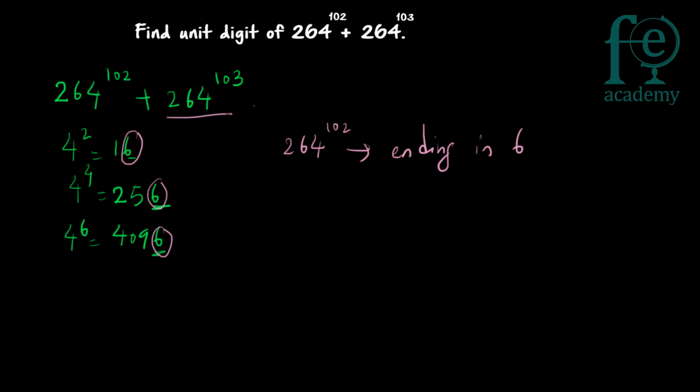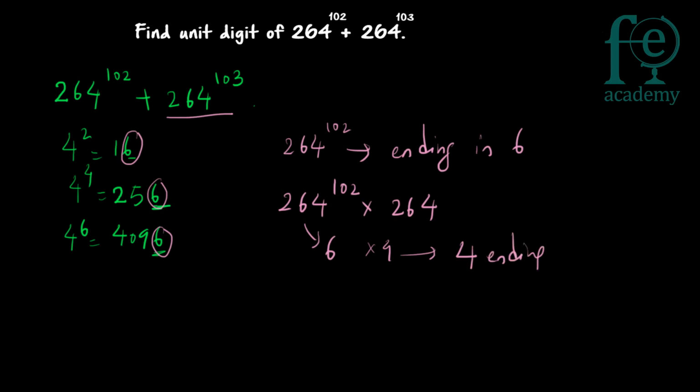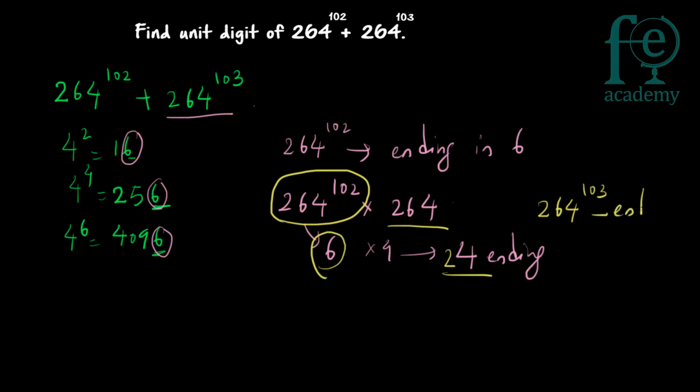Then what about 264 raised to 103? 264 raised to 103 will be 264 raised to 102 into 264. So 264 raised to 102 is ending in 6, and 6 into 4 will give you 24, so it will be ending in 4. How did you get it? 264 raised to 103 is equal to 264 raised to 102 into 264. 264 raised to 102 is ending in 6, and 6 into 4 is equal to 24. So from that you get that 264 raised to 103 ends in 4.